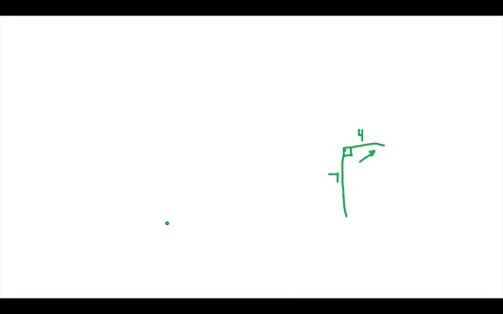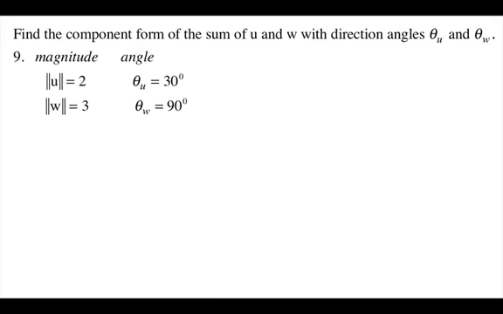Next. Says find the component form of the sum of u and w with the direction angles theta sub u and theta sub w. And this is the information. They give you the magnitude of vector u is 2, the theta angle is 30 for u, and magnitude for w is 3, and theta for w is 90. This is the formula we're going to be using. Whenever they give you the magnitude and the angles, and you want to write component form, this is the formula that you use. So here we go.